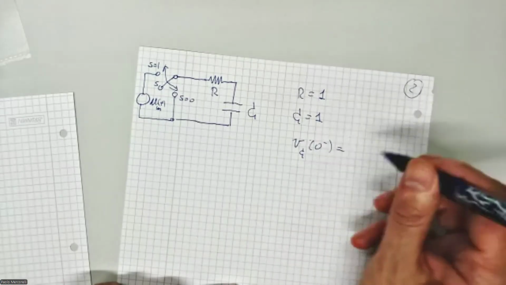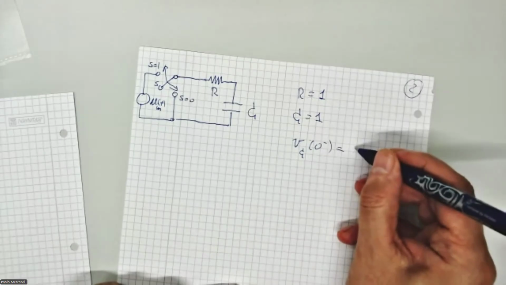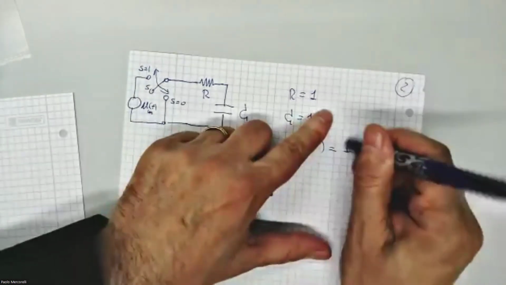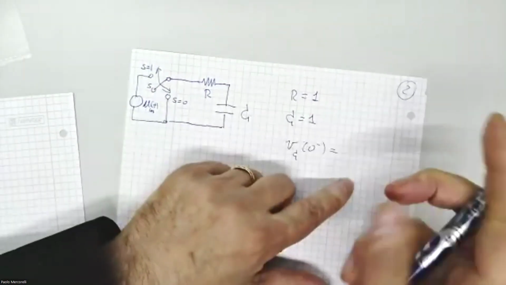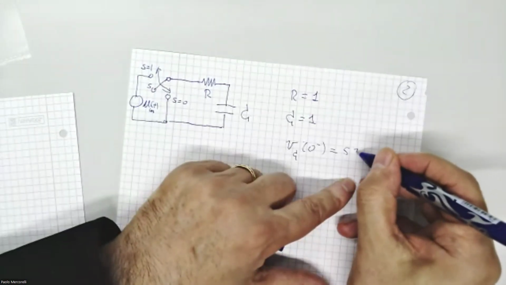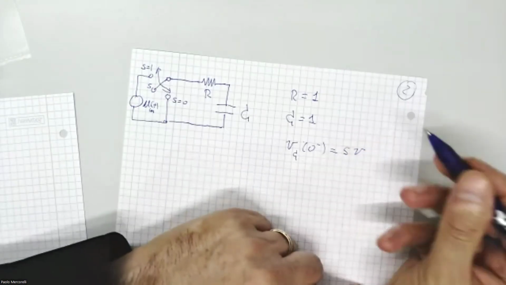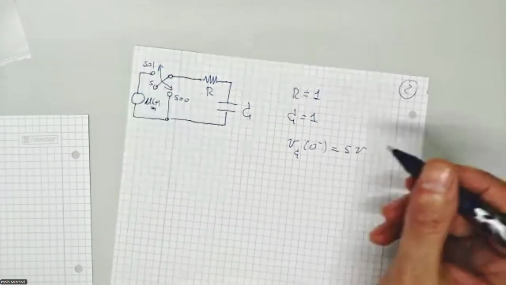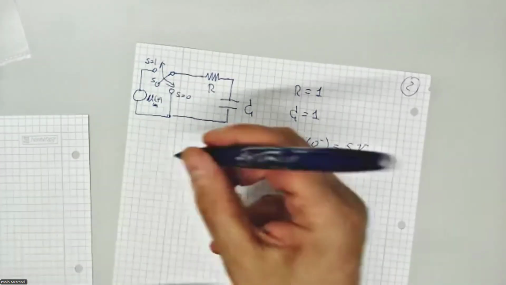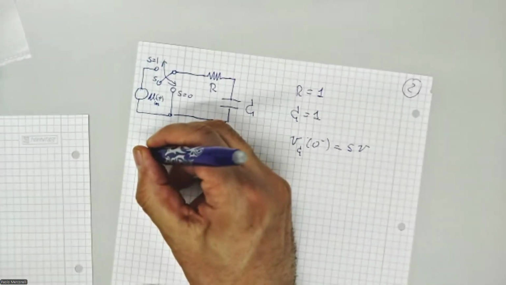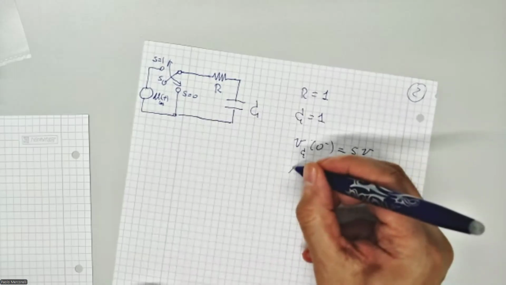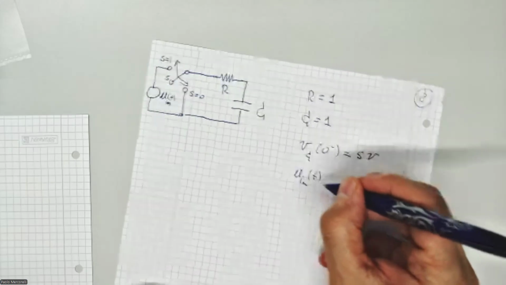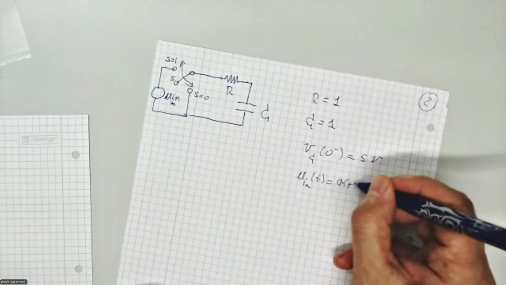I don't know, any value. 12? No, 5. Let me say 5. Typical. Exactly. Let me now consider, this is the initial condition, and an external input, u input of t equal sigma of t.